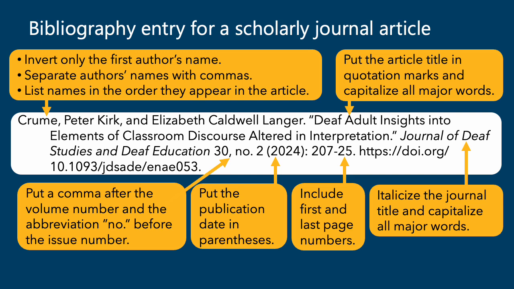The publication date comes in parentheses followed by a colon. The first and last page numbers come next. If the last page has the same number in the hundred spot, leave it out. For example, 207-25 means 207 to 225. Finally, list the DOI or a stable URL if there is one. As with a book, the parts of the bibliography entry are separated by periods.